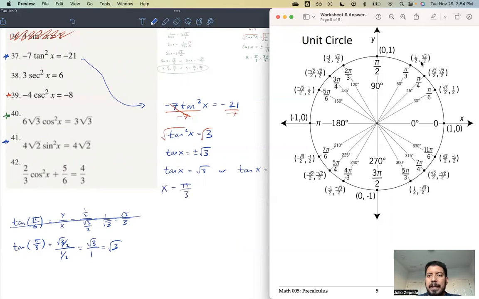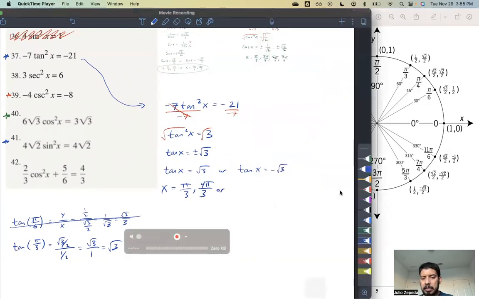That is one answer. Now, is there another angle whose tangent, whose y divided by x, is going to be positive square root of 3? The answer is yes, and it's this one down here, 4 pi over 3. If you take a close look at this, you can see if I divide this number, it's negative, by this number, it's negative. The negatives will cancel. The 2's in the denominators are going to cancel each other out as well, and so you get square root 3 divided by 1, or just square root 3. So 4 pi over 3 is a solution as well.